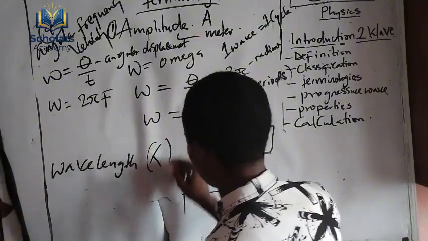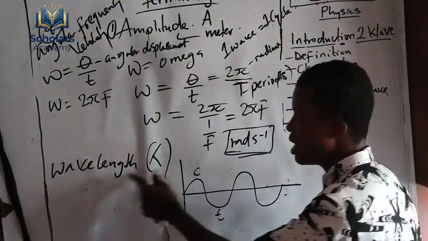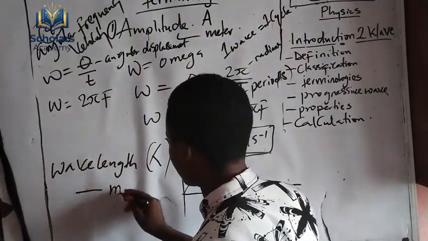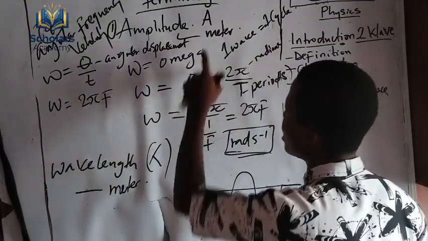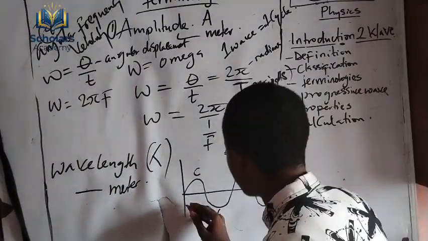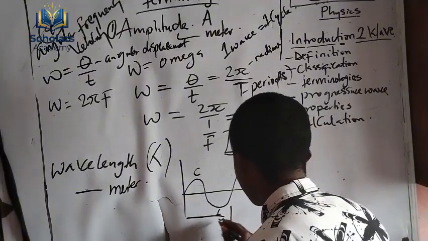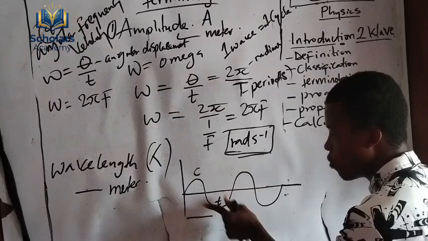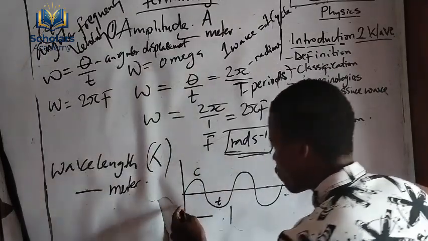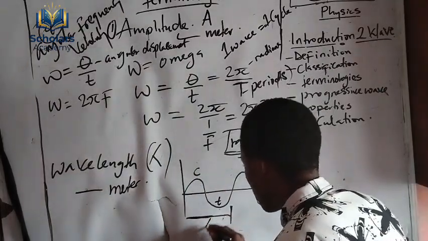So now what's the symbol for wavelength? That's lambda. This is the symbol for wavelength, and it is measured in meters. That's the SI unit, just like your amplitude. So now let's go there. So from this side to this side, you already know that this downward displacement is trough and upward displacement is crest. So from this side to this side, that will be one wavelength.